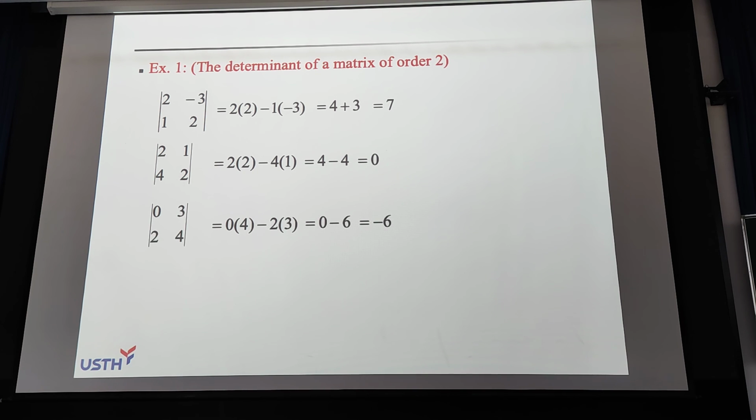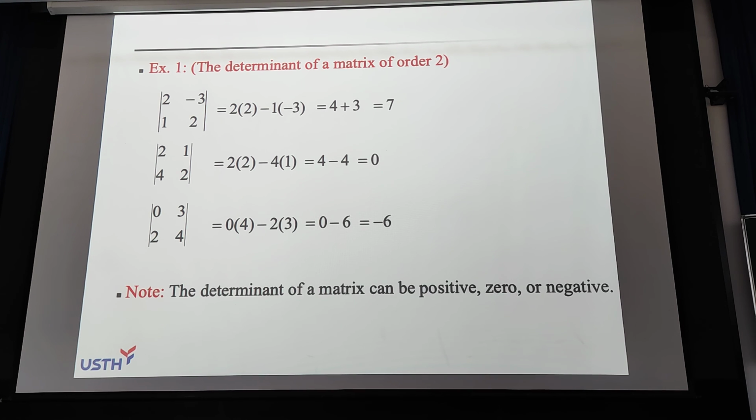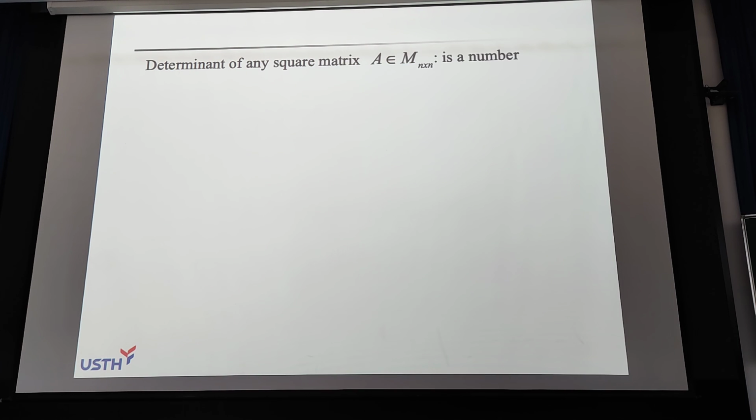Why do I give you such a very, very simple example? It takes your time because I want to tell you the determinant of a matrix is a number. It can be positive, it can be 0, and it can be negative. Định thức của một ma trận là một số, có thể dương, có thể không, có thể âm. I want to show you that only. Now I want to continue. The determinant of a matrix can be positive or 0 or negative.